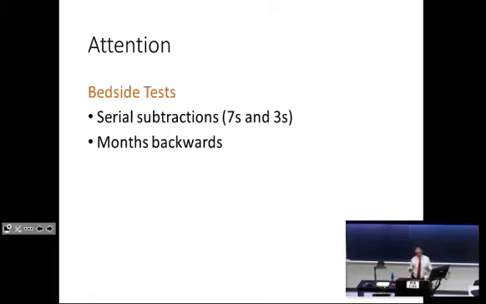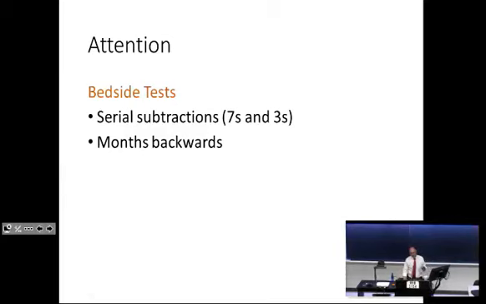So one of the functions that's important to assess is attention. And attention really refers to the ability to focus on what you're doing, okay? And you can tell if people are focusing in many different ways. One is behavior: just look at the person and see if they're paying attention and attending to what you're saying. But there are specific tests that can measure this. And two tests that are commonly used at the bedside are serial subtractions and months of the year backwards. And there are many more.